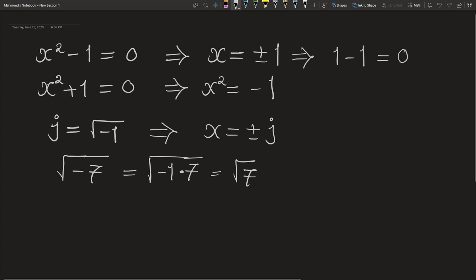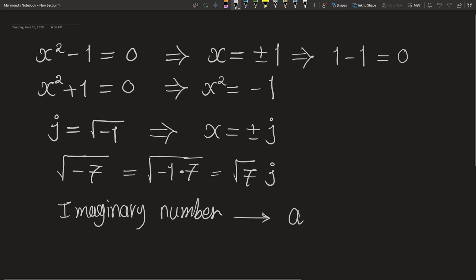which is equal to square root of 7 times j. And in fact, the set of all imaginary numbers consists of a real number multiplying the imaginary number j. So we can write that an imaginary number is a real number times j. This is real.